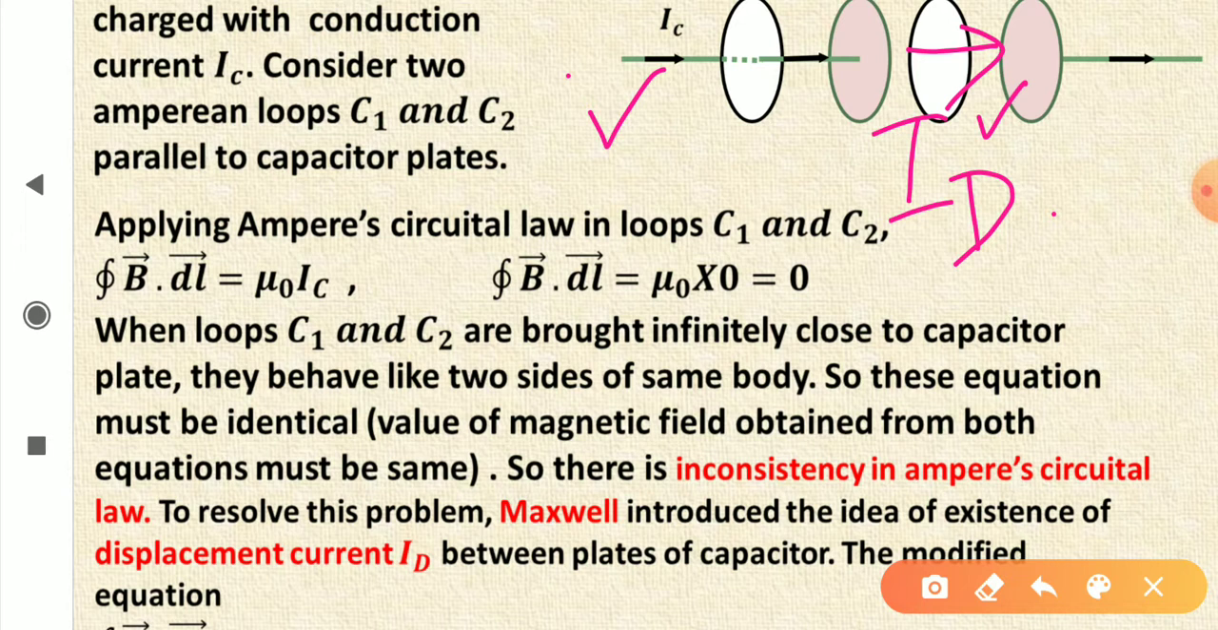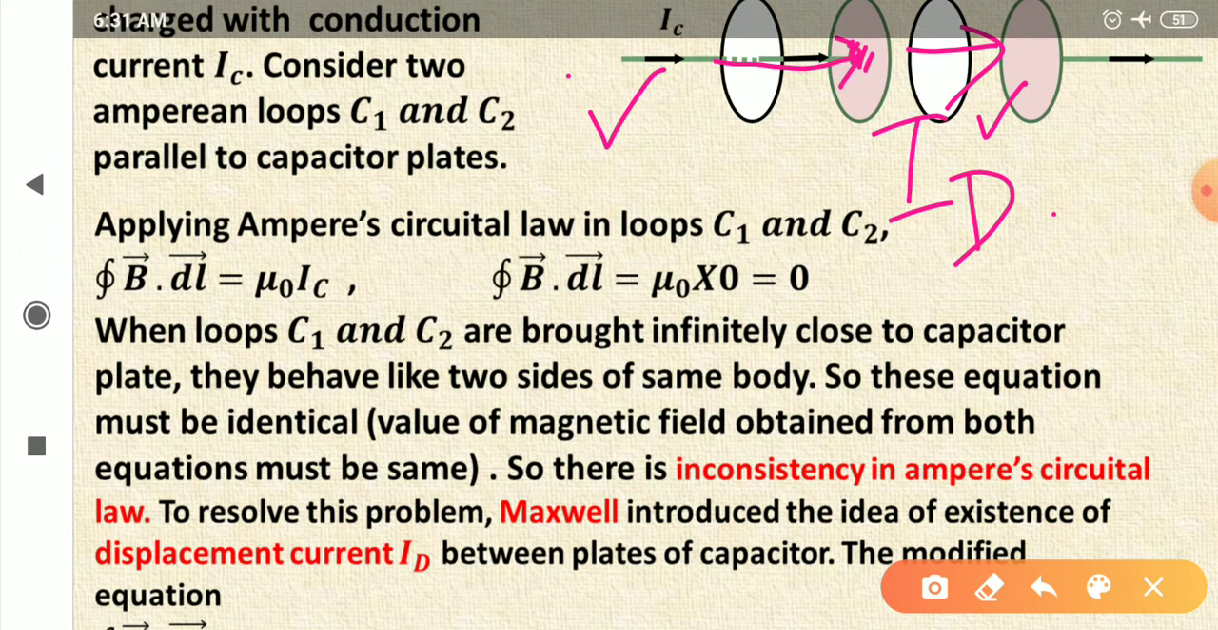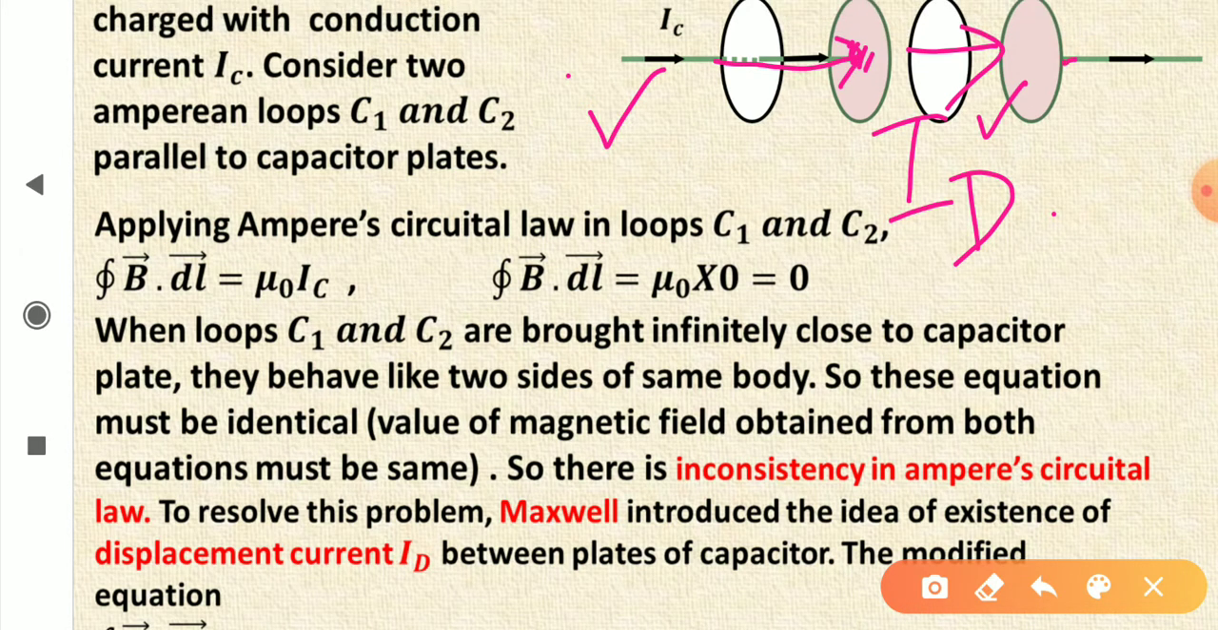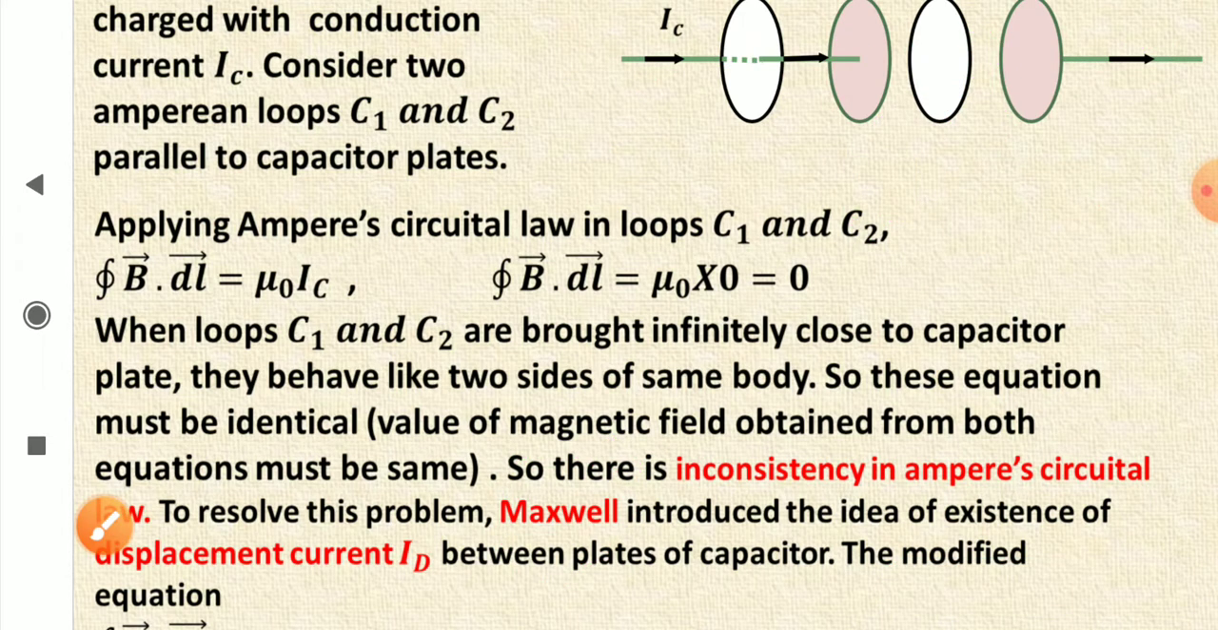And one more thing, if you look at this junction, then the current gets discontinuous. You have done the junction rule of Kirchhoff's first law. So at this point we have incoming current IC, but there is no outgoing current. And at this point we have outgoing current IC, but there is no incoming current. So when this displacement current is introduced, then this problem of continuity is also resolved. Now this displacement current is not seen, but it is assumed by Maxwell, right? So let's see what is the modified equation.